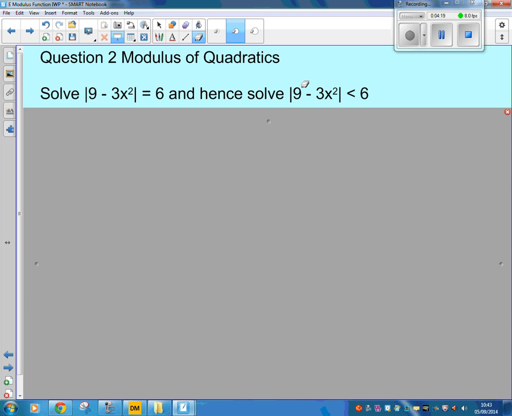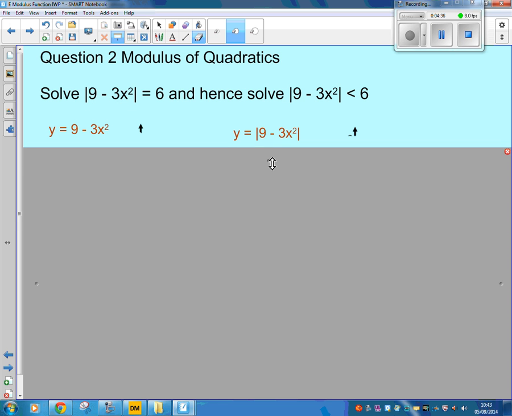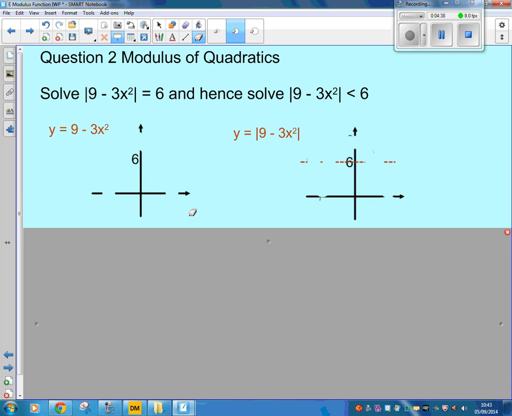Let's look at quadratics. So you're going to solve the modulus of 9 minus 3x squared equals 6, and then you're going to move to an inequality. Now, all of these questions start with the sketch. That's the key thing. Start with the sketch, you're likely to get it right. So, this one here, let's think about how we build that sketch up.